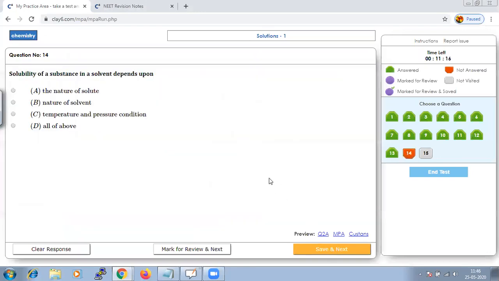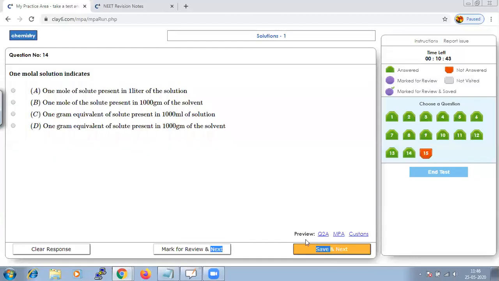Solubility of a substance in a solvent depends upon. When we were discussing, we covered the factors on which solubility depends. The solubility of a substance in a solvent depends upon the nature of the solute, nature of the solvent, temperature, and pressure. Hence, all the above given options apply. So our option D should be the right answer. Let us save that and go to next.